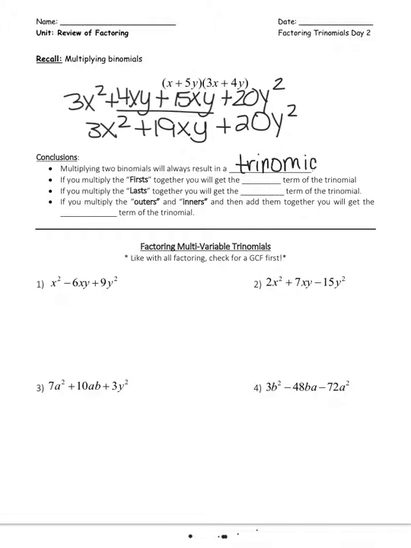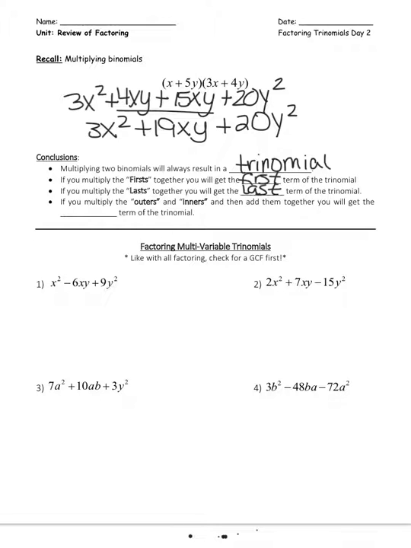Now, what happened if you multiplied the firsts together? So x times 3x. You got the first term of this trinomial, so we're going to put that in here. If you multiplied the two last terms together, the 5y and the 4y, you got 20y squared, which is the last term of the trinomial.